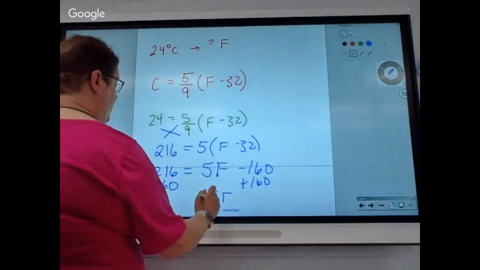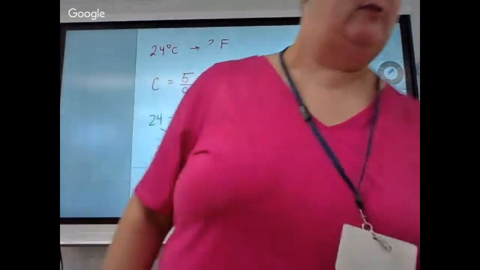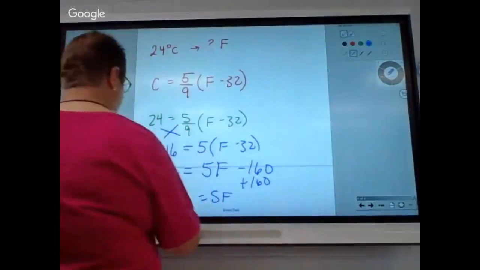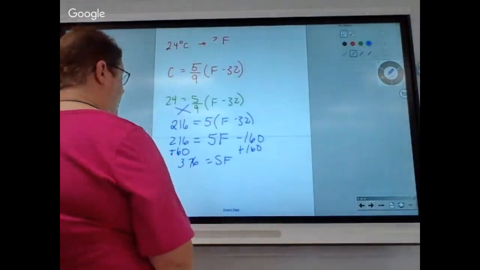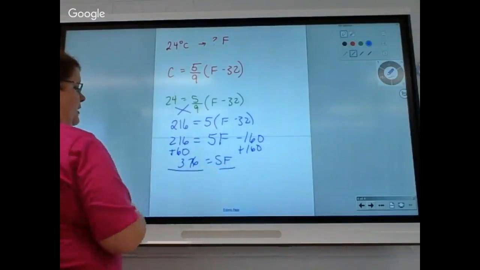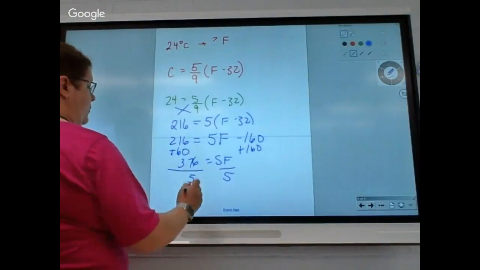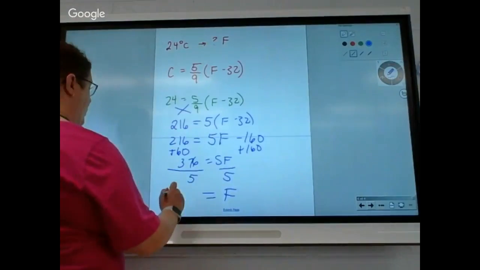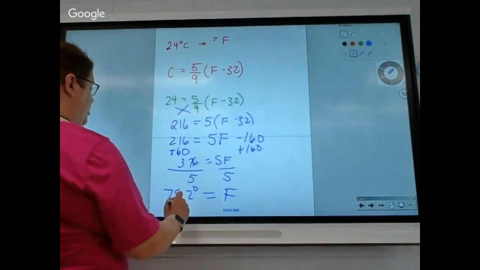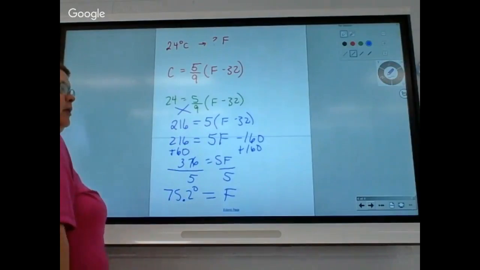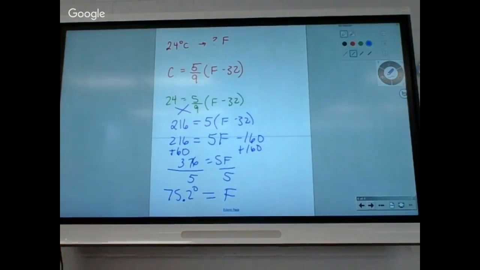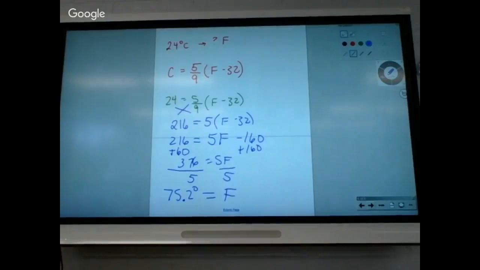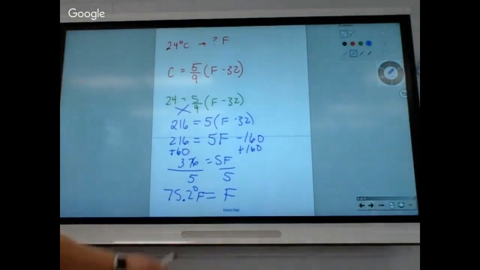So 5F equals, what do I get? 376. All right, and from there, what do I have to do? Divide both sides by 5. Anybody already done it for me? What'd I get? 75.2. Am I going to need jeans and a coat? No. Probably not. Shorts will probably do it for me, or at least jeans without a coat. Okay? So, degrees, and an F will be my unit.